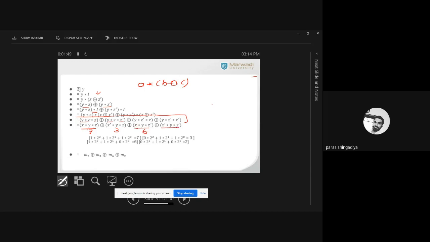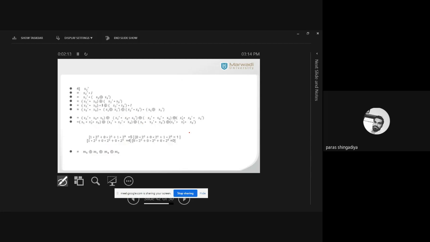And what is the answer of the last one? That is equal to 2 only. Clear? So that will be M7 ring sum M3 ring sum M6 ring sum M2. Clear? So that is the answer of this example. Is there any query? Okay. So let's check some more examples.